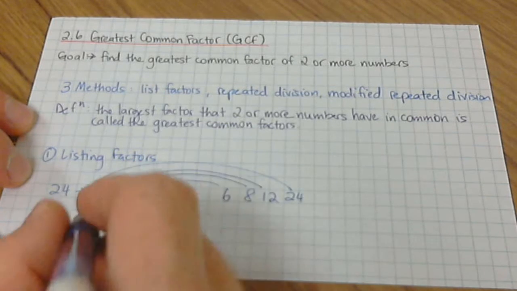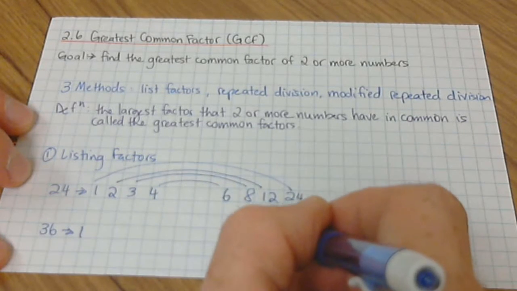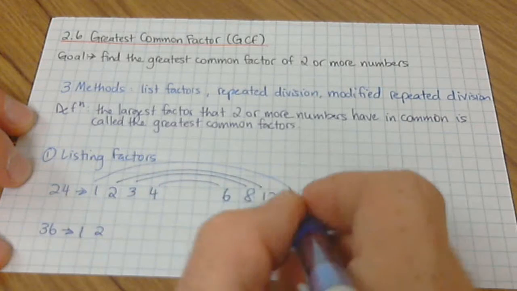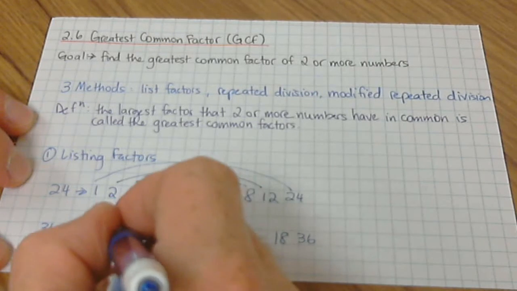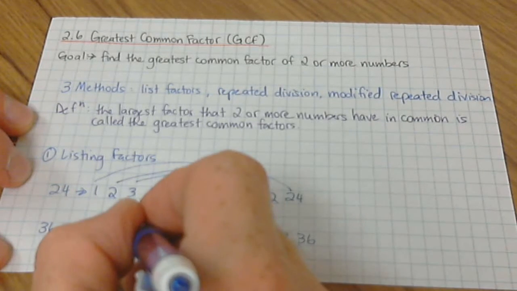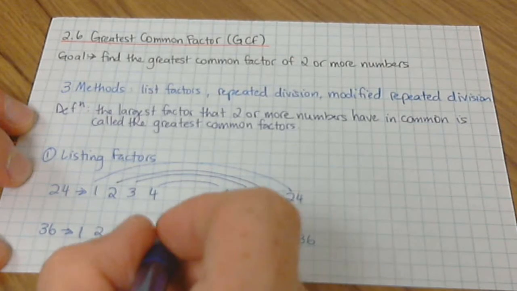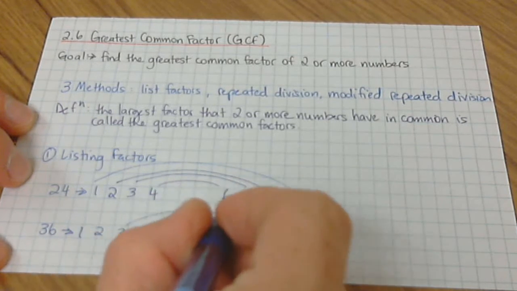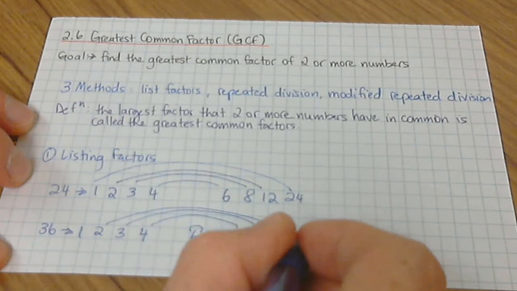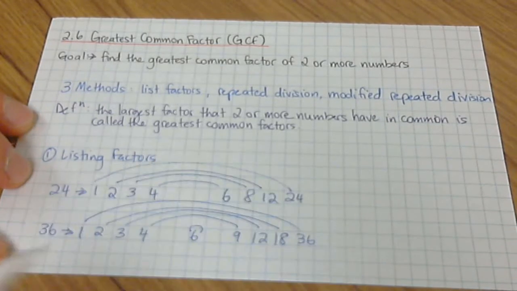Now if I'm finding all the factors of 36, I get 1 and 36, I get 2 and 18, I get 3 and 12, I get 4 and 9, and then 6 in the middle, and then I'll just join those together in a smaller and smaller factor rainbow.